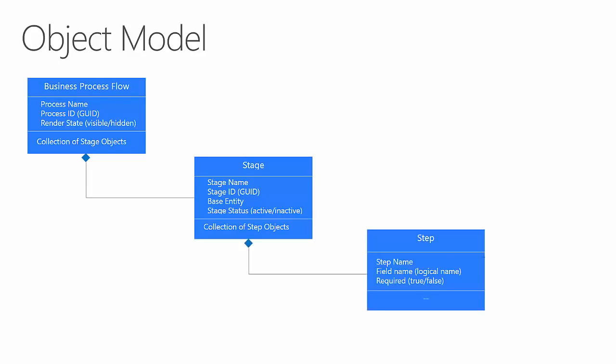Here's a view of the object model for business process flows and the collection and objects that make it up. At the top, we have the business process flow object. This object has a process name, process ID, and the render state, which is either visible or hidden. Within the business process flow, we have a collection of stages. A stage object contains the stage name, the stage ID, the entity that it is based off of, and the status of active or inactive. Within this stage, we have a collection of steps. A step contains the step name as well as the field names, and finally, if it is required or not.